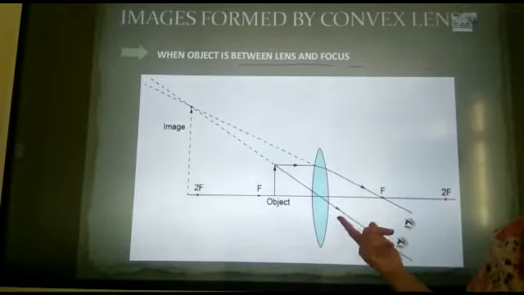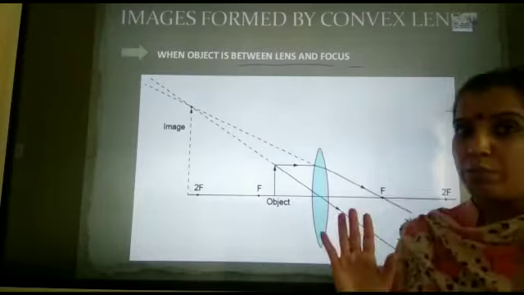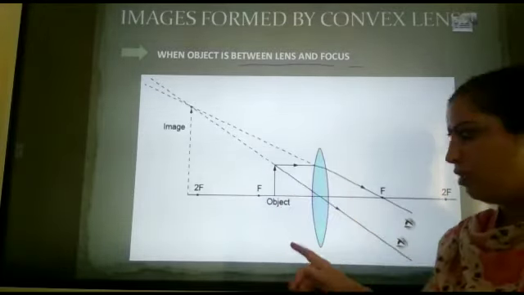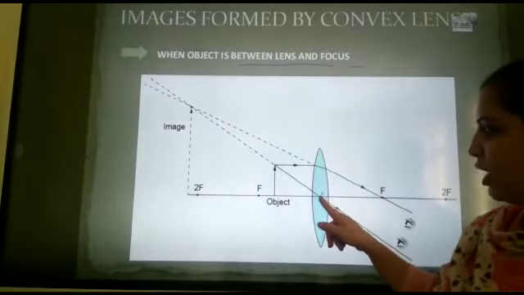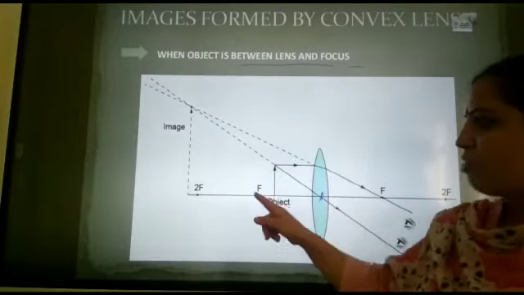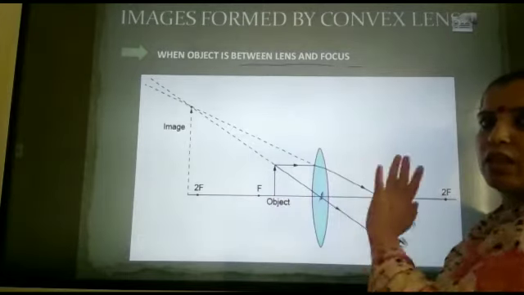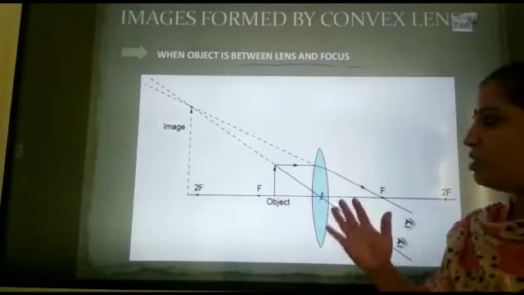So when the object is between the lens and the focus, what happens? Now see, I am talking about the object. This is the object. This can be a candle. This is the lens, the center point, and the focus. When the object is between these 2 points, how is the image formed?